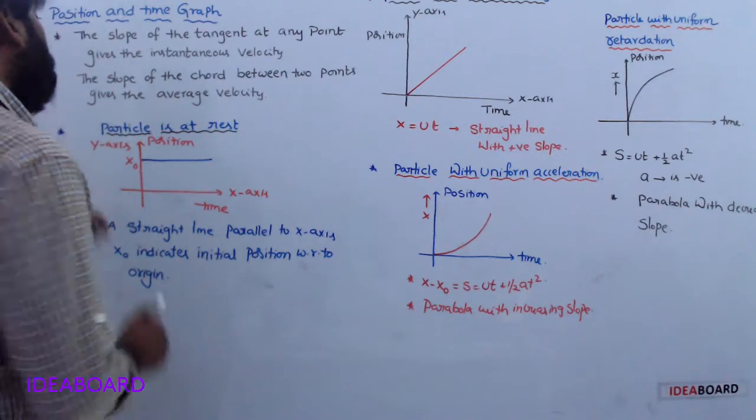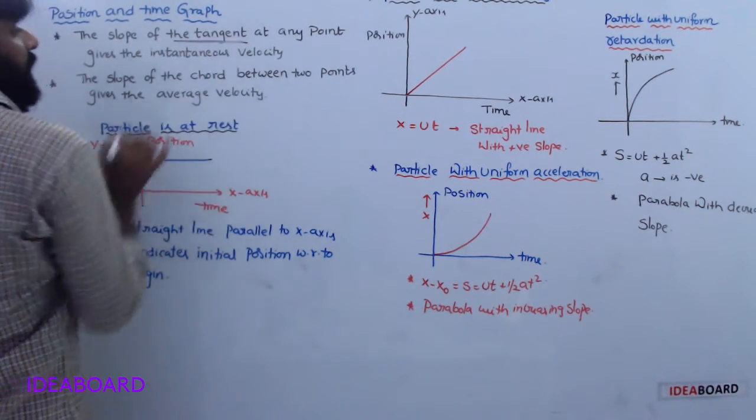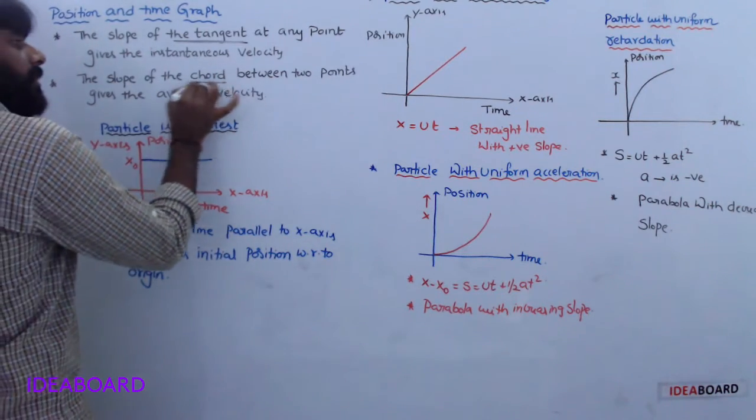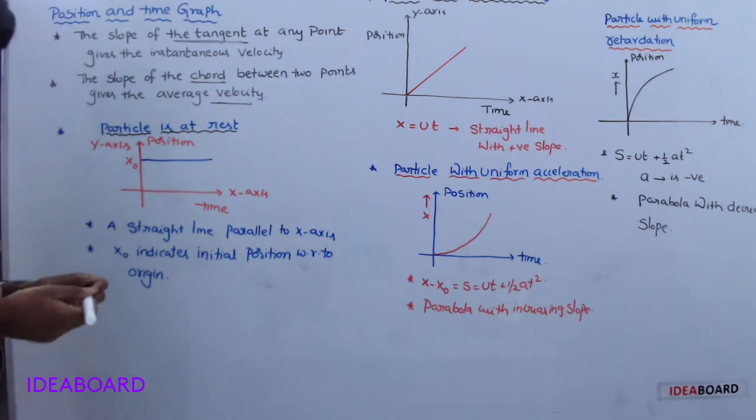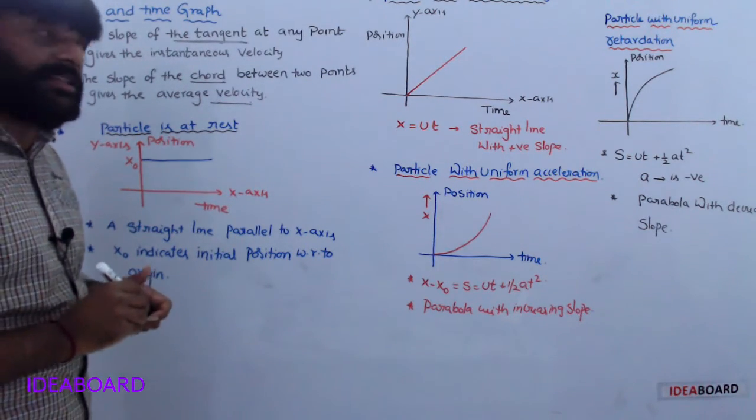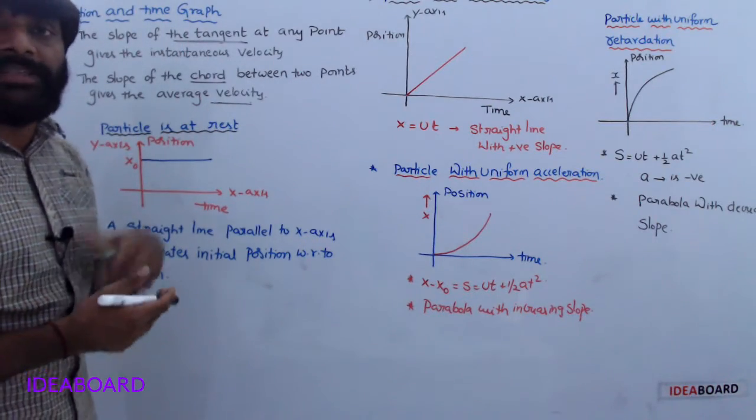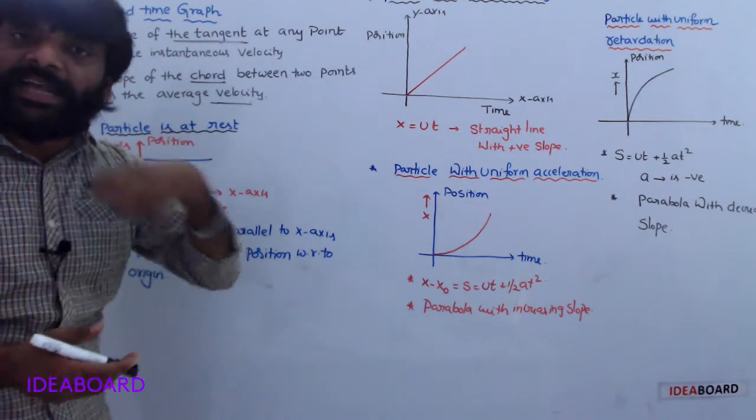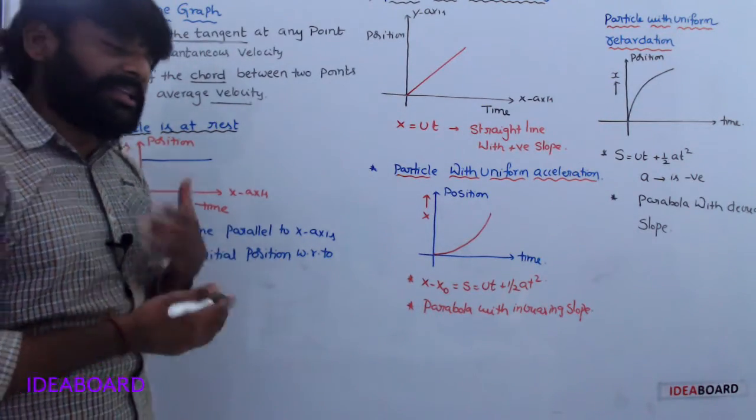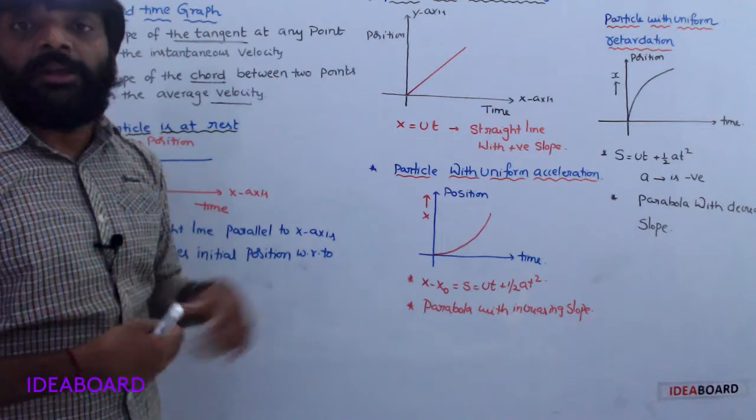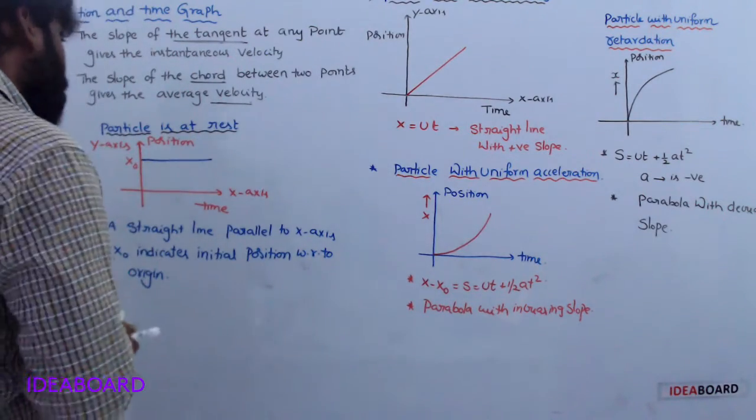Next, the slope of the chord between 2 points gives the average velocity. That means finally the slope of the position and time graph, sometimes the displacement and time graph. Sometimes position and time graphs, but in some problems displacement and time graph, the slope gives the velocity.